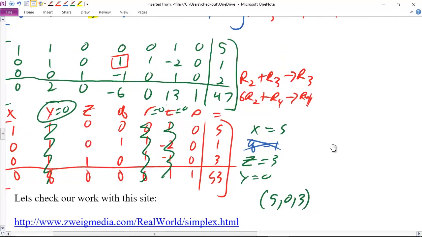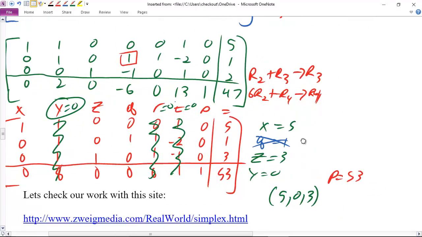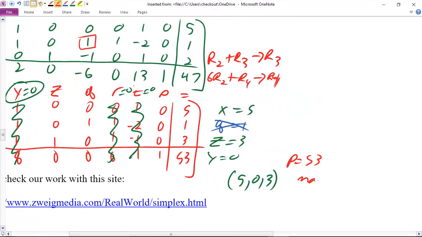But what is that maximum? Well, that comes from the last row. So we're just going to say this is P equals 53. So therefore we know we have a max of 53.